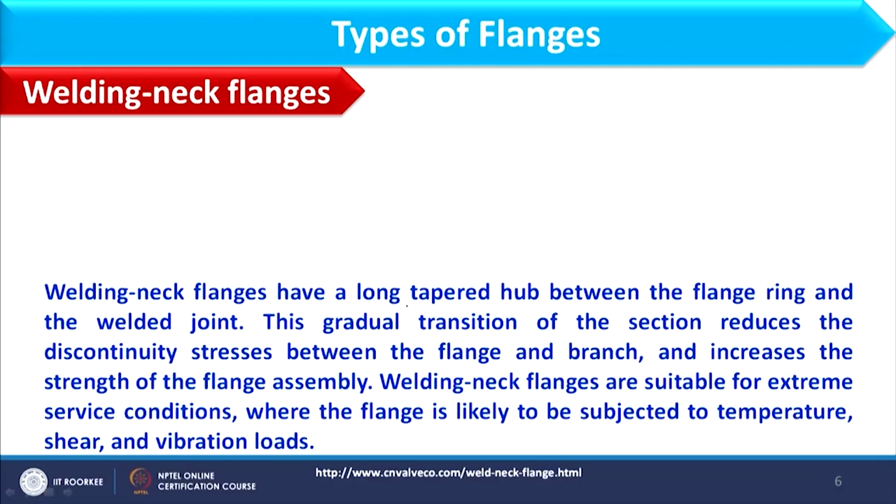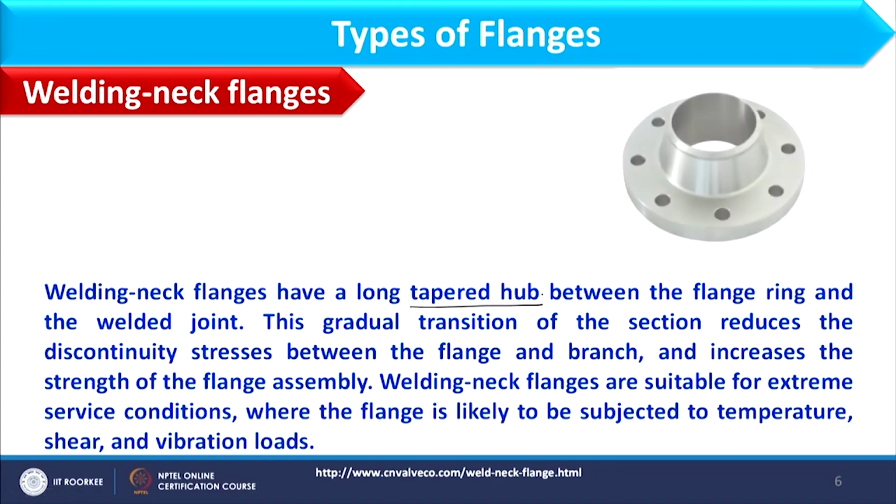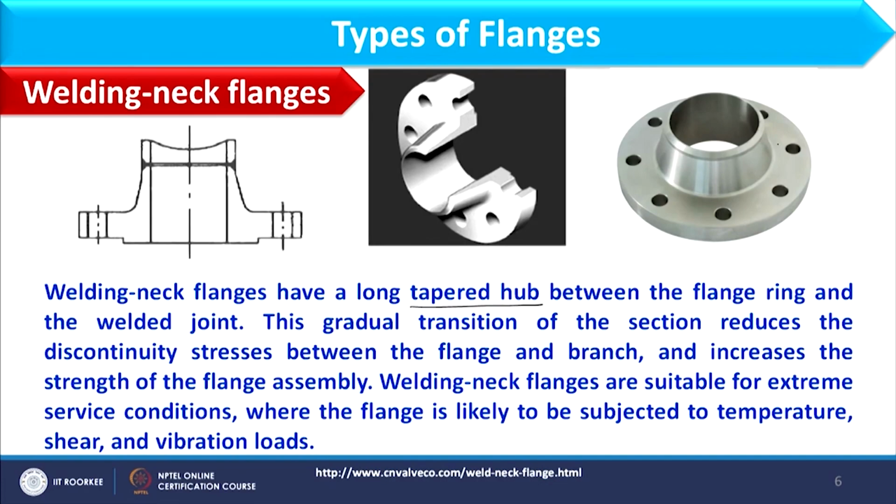So let us start with welding neck flanges. Welding neck flanges have a long tapered hub, as you can see from this image. Here you see this image, here we have the long tapered hub. This section is basically called the hub, and the vertical and internal part of this is plain. It means it is vertical, however the outer part will have some tapering. Okay. So it has a tapered hub between the flange ring and the welded joint.